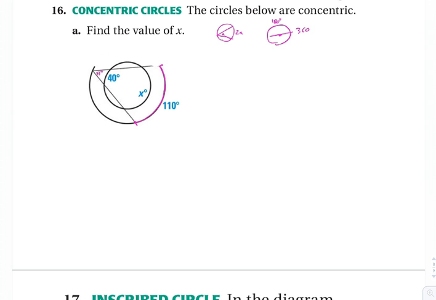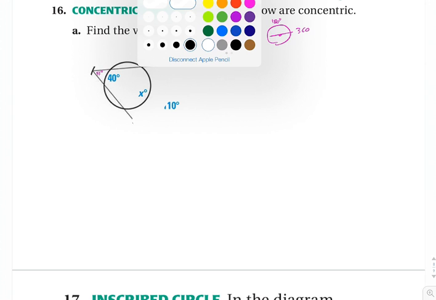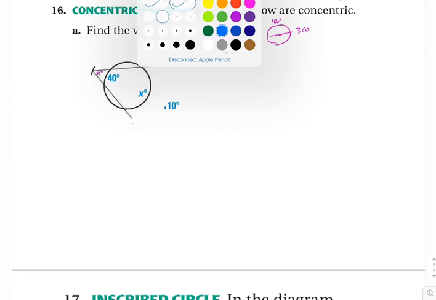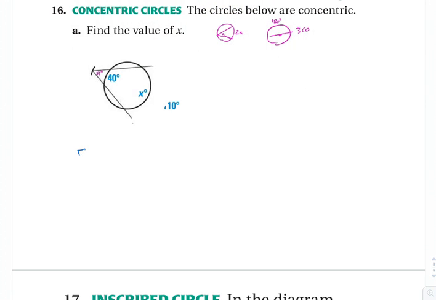If this was not here, look at what I have, right? Let's just pretend. We already used that 110. Look at what I have. I have an exterior angle here. So I know that my exterior angle, 55, is equal to 1/2 my big arc, x, minus my small arc, 40, and then it just becomes some algebra, right?